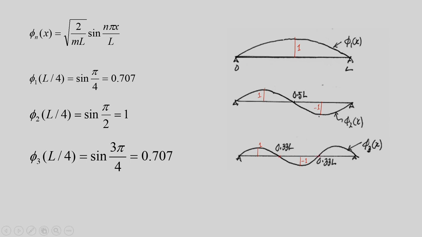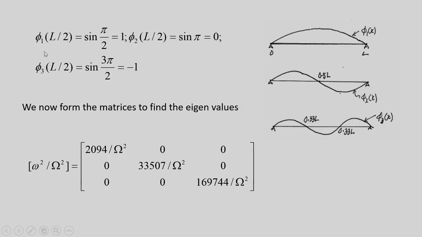So we get the first three modes here, and accordingly we find the mode shapes. Phi 1 at L by 4 is 0.707, that is 1 by root 2, phi 2 at L by 4 is 1, and phi 3 at L by 4 is 0.707 again. Phi 1 at L by 2 is 1, phi 2 at L by 2 is 0, and phi 3 at L by 2 is minus 1. So now we have obtained all the values for the three modes at two locations.